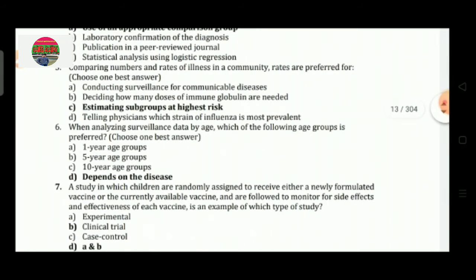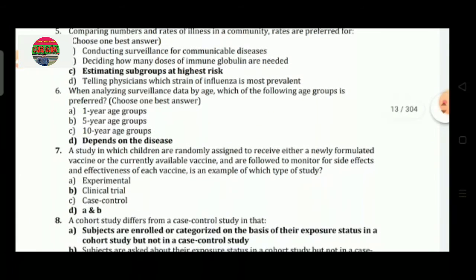Question number 6 is, when analyzing surveillance data by age, which of the following age groups is preferred? Option A is 1 year age group, option B 5 year age group, option C is 10 year age group, and option D is depending on the disease. So the correct answer is depending on the disease.